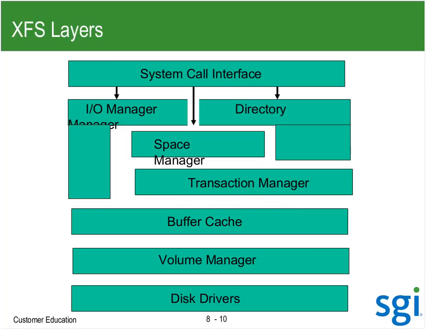So at the XFS layer, we make a system call like a read, write, open, close. Then we've got our I/O manager for reads and writes. If we are growing or shrinking, we have to call the space manager. If we're making or destroying directories, there's a directory piece. And anytime we're changing metadata, we have to call the transaction manager, which is our journal. Basically, a transaction is a collection of metadata changes. From there, we go to the buffer cache, then the volume manager, and then the disk driver. And I got that same slide 3 times.